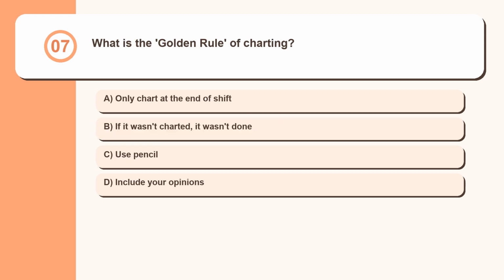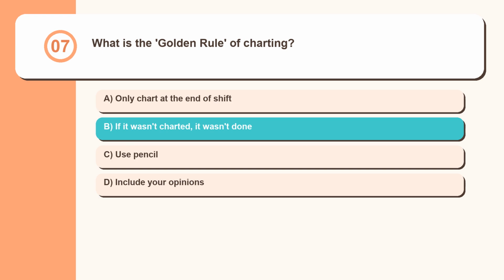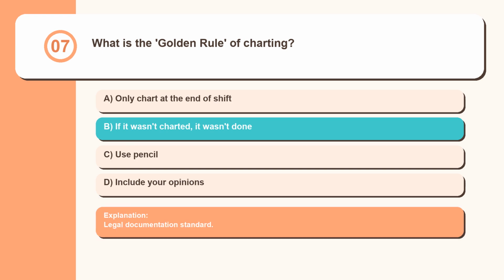Question 7. What is the golden rule of charting? Only chart at the end of shift. If it wasn't charted, it wasn't done. Use pencil. Include your opinions. Legal documentation standard.